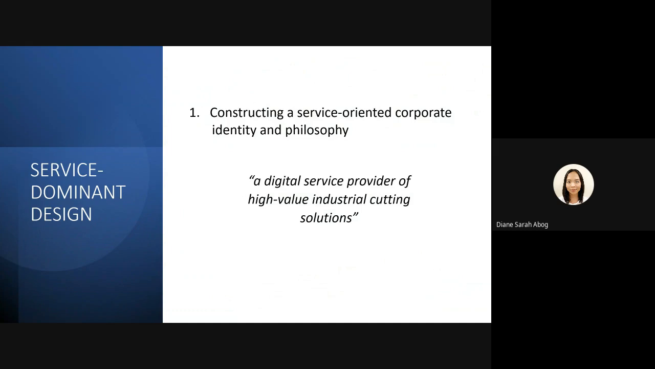So in the first step, goods are distribution mechanisms of service provision. An industrial water jet cutter is purchased because it provides high precision cutting services for various materials and shapes. So the first step is constructing a service-oriented corporate identity and philosophy. In this way, the company can redefine its overall process to become a digital service provider of high-value industrial cutting solutions. So the goal is to maximize the customer's experience, value, and context when receiving the service by using the technological capabilities, the stakeholder network effects, and identified contextual knowledge and higher order needs.